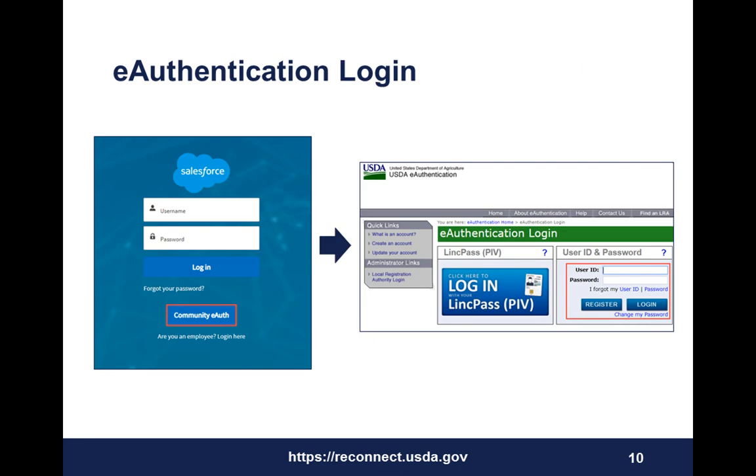The user will be routed to a login screen as seen in the figure. Clicking the Community eAuth button will route the user to the eAuthentication login. Under the User ID and Password section, enter your eAuth credentials, meaning your user ID and the password you just created. Then click the Login button as shown.